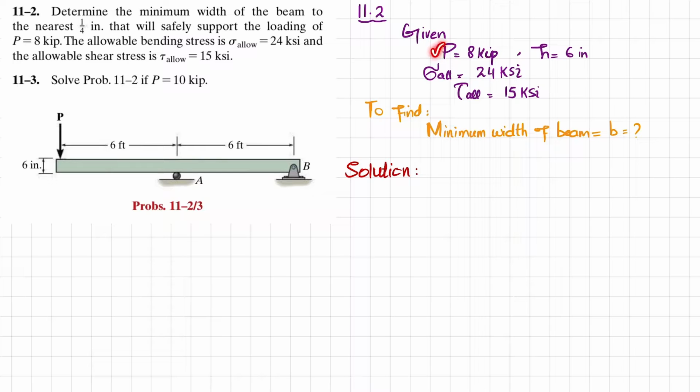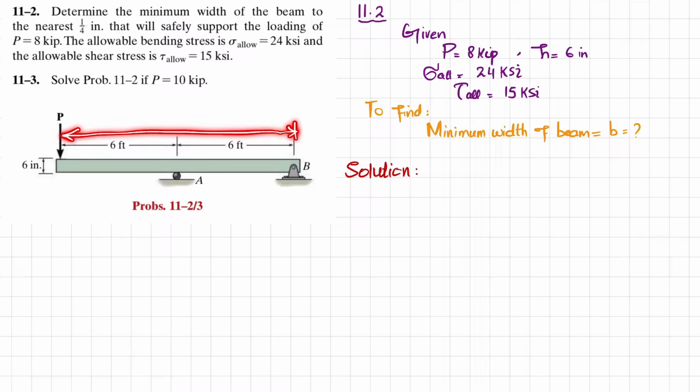So the load is 8 kips. The height of this beam is 6 inches. The allowable stress is 24 and the allowable shearing stress is 15 ksi. The minimum width of the beam is to be found. Now you can see in this figure, the beam is acted upon by a load P at this end, while at point A there is a roller support and at point B there is a pin support. The total length of the beam is 12 feet.